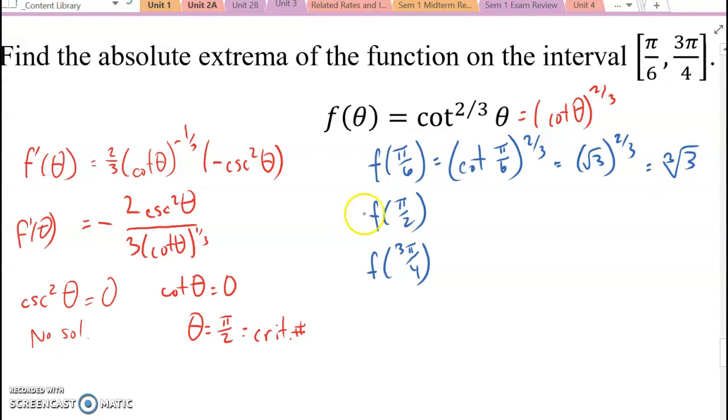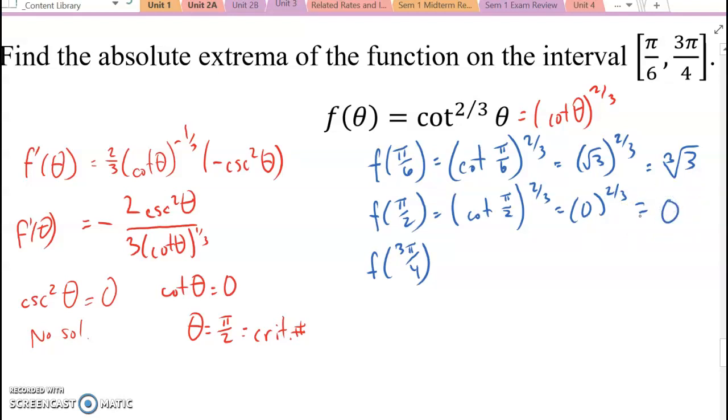Moving on to f of pi over 2. We're going to take the cotangent of pi over 2 and raise that to the 2/3 power. Well, the cotangent of pi over 2, as we talked about over here, is equal to 0. So we're going to raise 0 to the 2/3 power. 0 to the 2/3 power is 0.